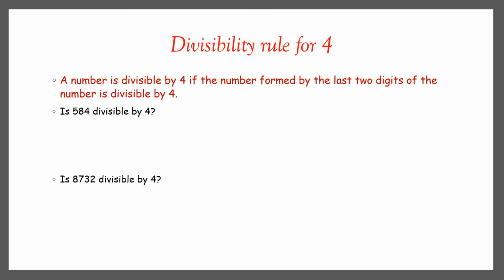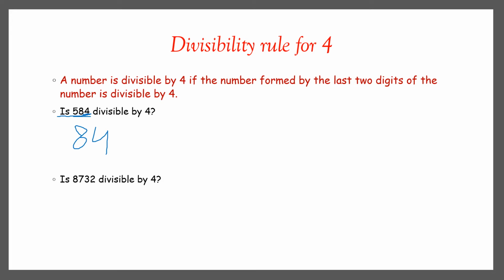Now, the divisibility rule for 4. A number is divisible by 4 if the number formed by the last two digits of the number is divisible by 4. It means that here we have to check whether 584 is divisible by 4. So the last two digits here are 84, the digits at the units and tens place. So we have to check whether 84 is divisible by 4. If it is divisible by 4, it means that this whole number will be divisible by 4.